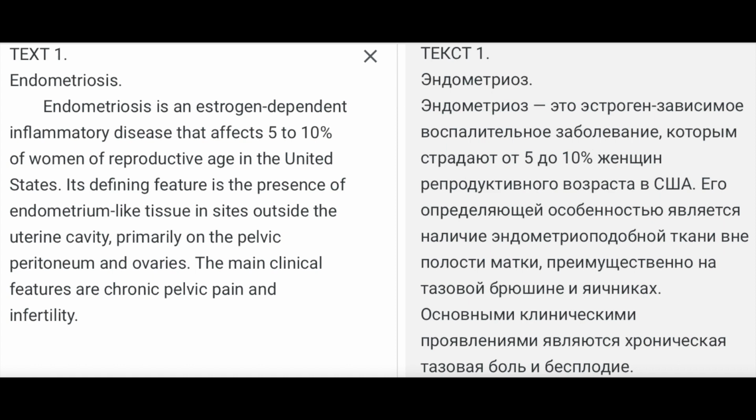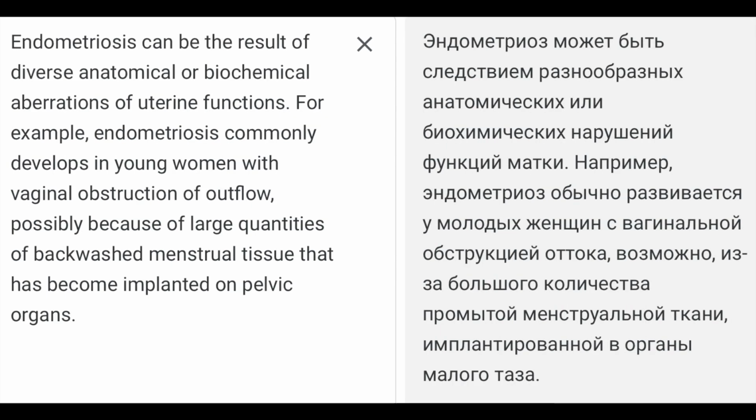Text 1. Endometriosis. Endometriosis is an estrogen-dependent inflammatory disease that affects 5 to 10% of women of reproductive age in the United States. Its defining feature is the presence of endometrium-like tissue in sites outside the uterine cavity, primarily on the pelvic peritoneum and ovaries. The main clinical features are chronic pelvic pain and infertility.